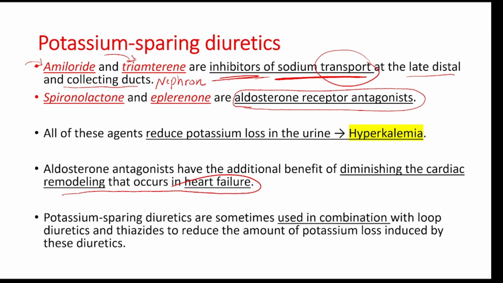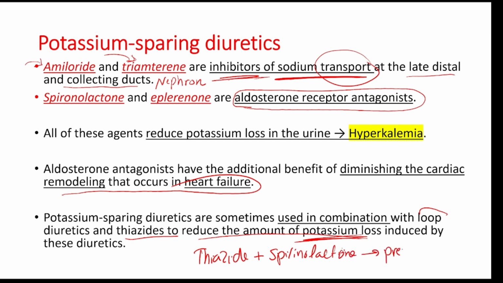Normally we use this potassium-sparing diuretic with the loop diuretic or thiazide to reduce the risk of potassium loss in the urine. So sometimes you can find thiazide plus spironolactone, and the purpose is to prevent losing potassium in the urine.